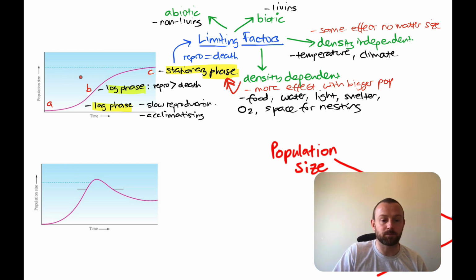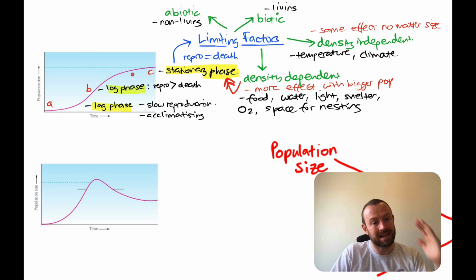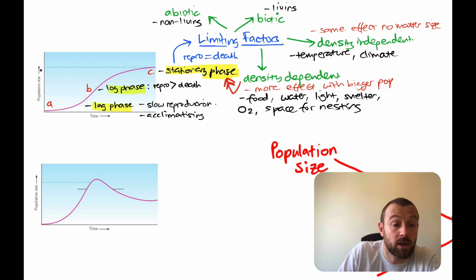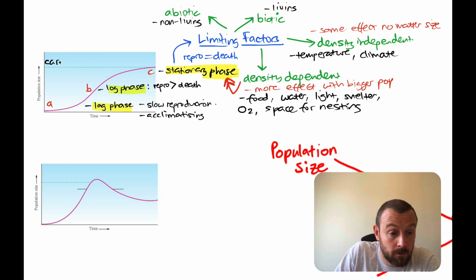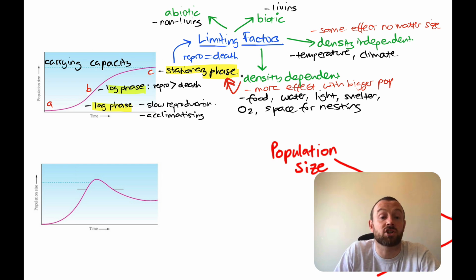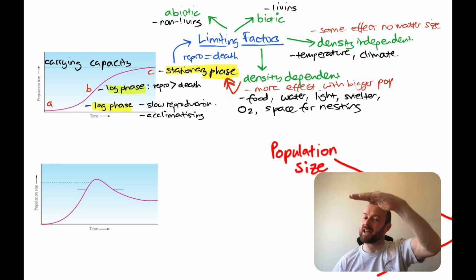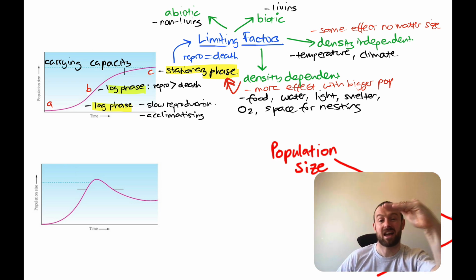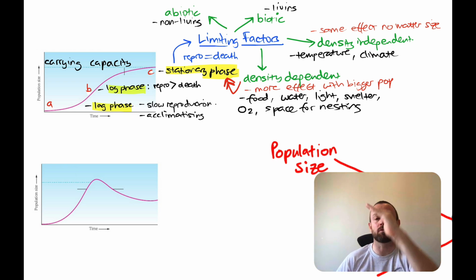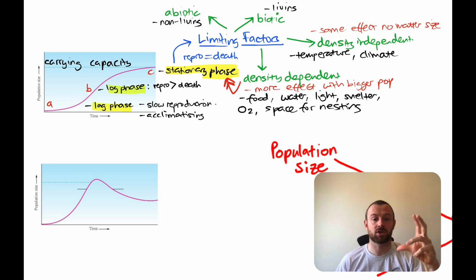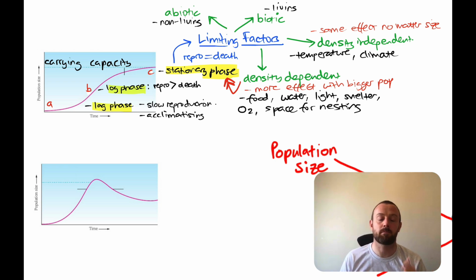Now, in stationary phase, the population plateaus and reaches something called a carrying capacity. And that carrying capacity is set or determined by the action of those density dependent factors. The population may not just hit the carrying capacity and stay there exactly. It may go up and down a little bit due to slight fluctuations in weather and stuff like that. But basically, it's going to be around about that carrying capacity.